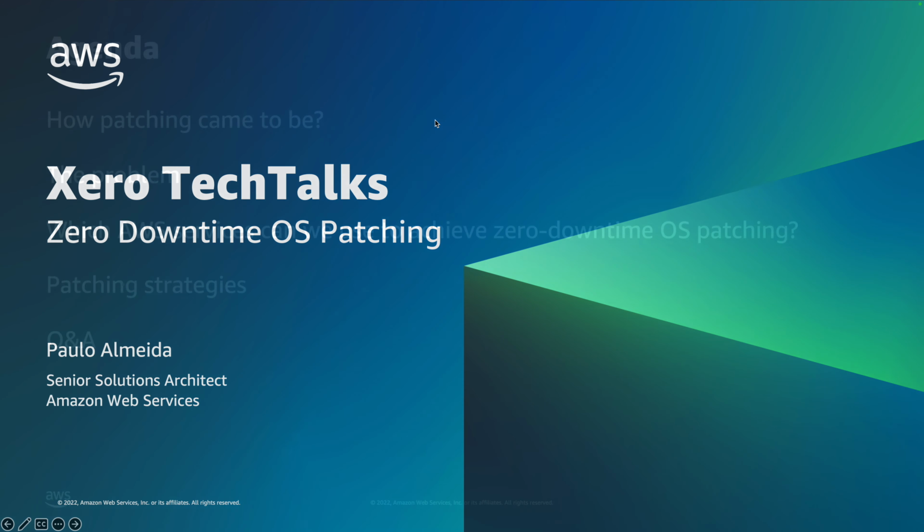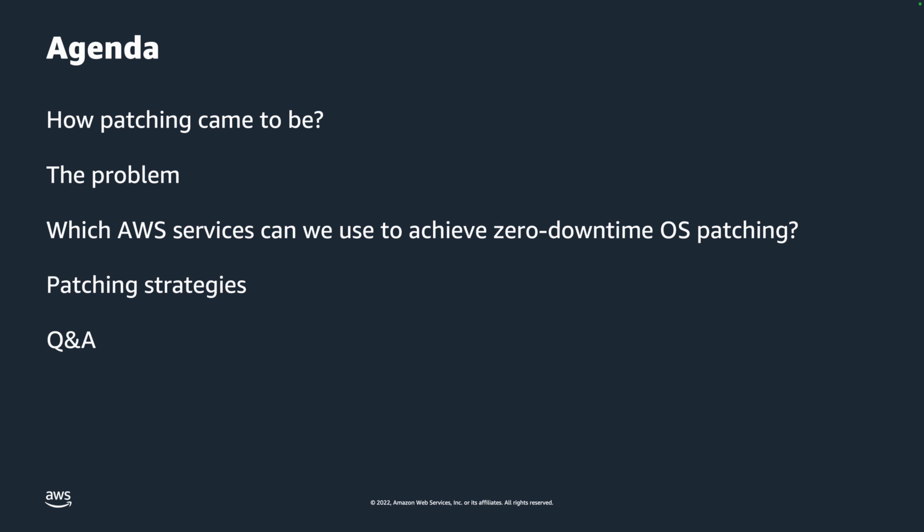This is the agenda for today. I'm going to talk about how patching came to be a thing, which problems they do solve, and which problems they do not solve, but not everyone knows. Which AWS services you can use to achieve zero downtime operating system patching, some of the patching strategies that we use internally as well. And if I do not speak for a long time, that means that we can have a Q&A session. But if I do speak for a long time, you can always send me your questions via email.